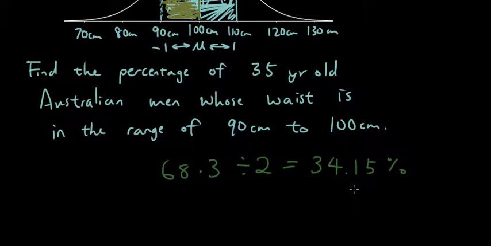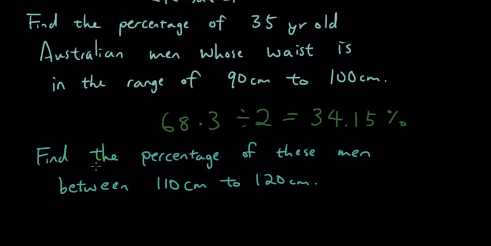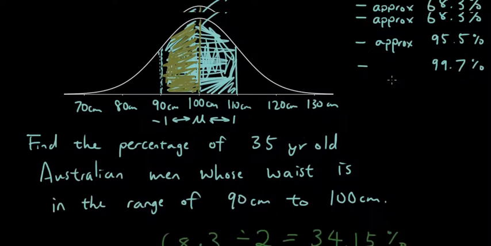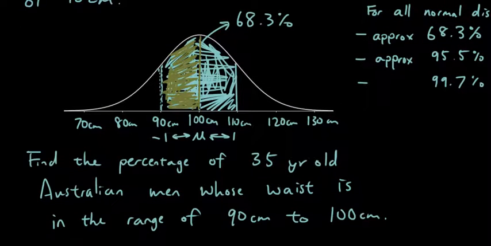Okay, so let's give you guys another question. Find the percentage of these 35-year-old Australian men whose waist is between 110 and 120. So let's go back to our curve. So where's 110? 110 is here. 120 is here. So we want this little bit. So how will we get the pink area?